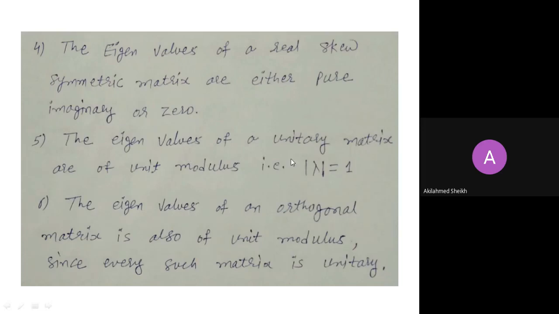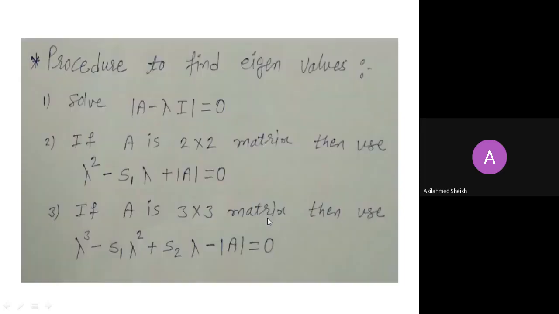The eigenvalues of a unitary matrix are of unit modulus, that is 1. The eigenvalues of an orthogonal matrix are also of unit modulus since every such matrix is unitary. If matrix A into A transpose equals I, then its eigenvalues are also of unit modulus, which means the eigenvalues are unity.